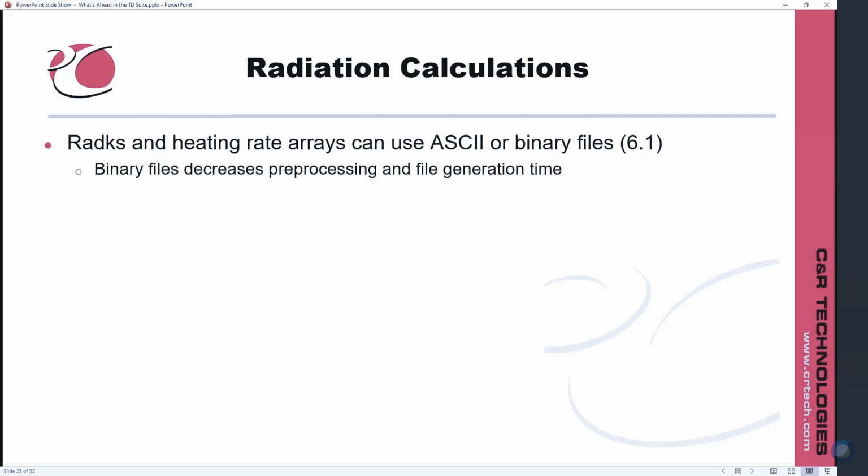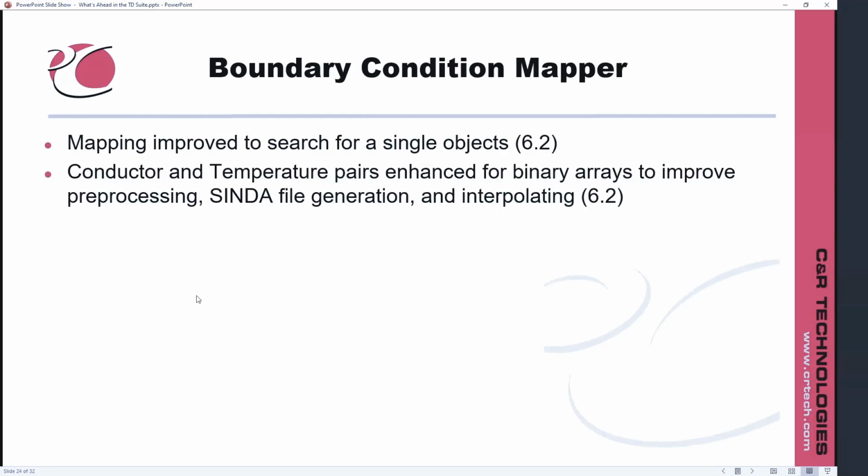Now for radiation calculations, this came in the middle of 6.1 as we've started writing out RAD-Ks and heating rate arrays. You can choose whether they're going to be written as ASCII or binary files. Previously, they were always ASCII. Binary files decrease the pre-processing time and also file generation time, and probably even improve interpolations.